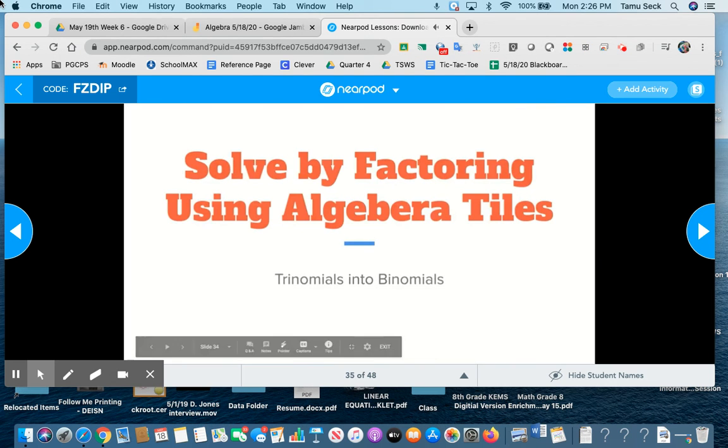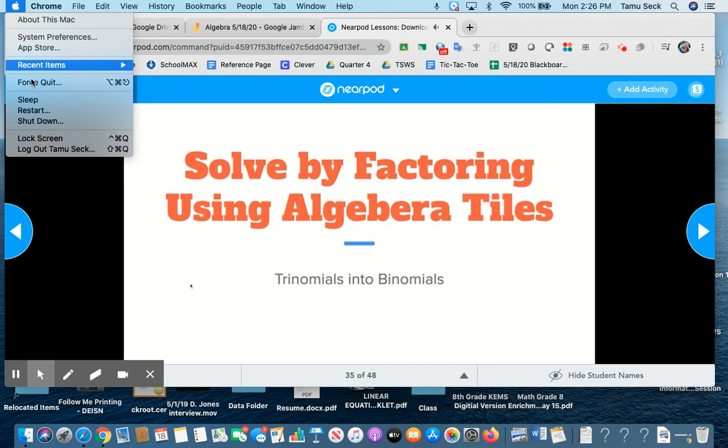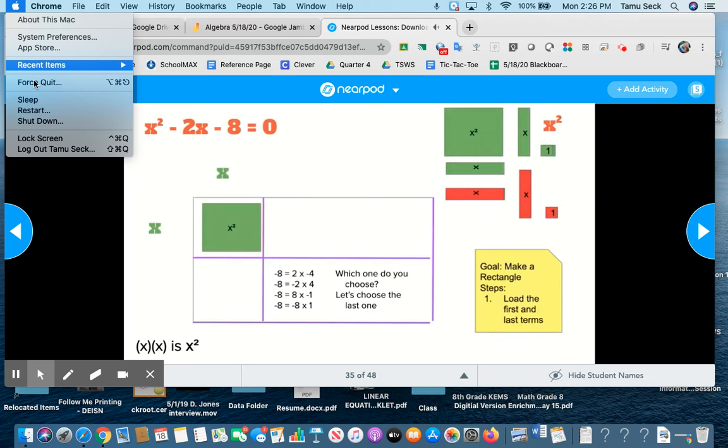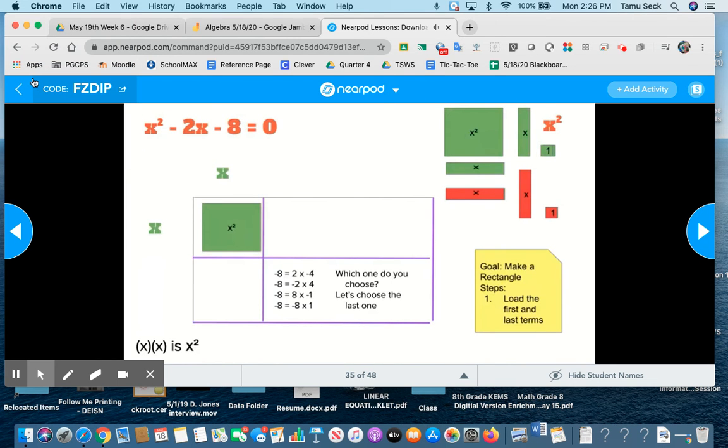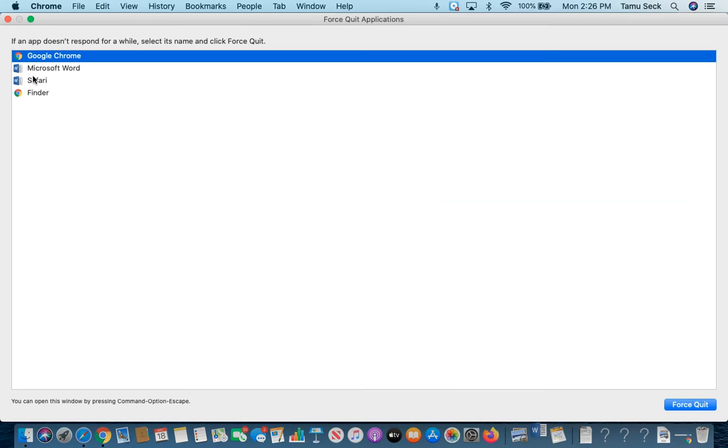We are going to solve quadratic equations by factoring using algebra tiles. And we're going to be factoring trinomials into binomials. So the first one we're going to do is x squared minus 2x minus 8 is equal to 0.